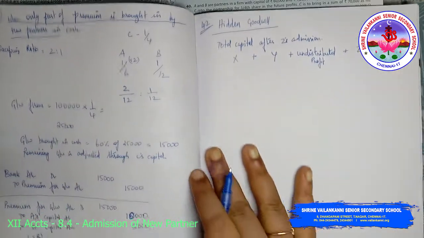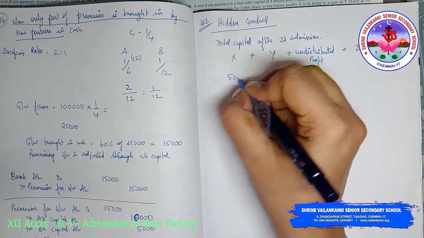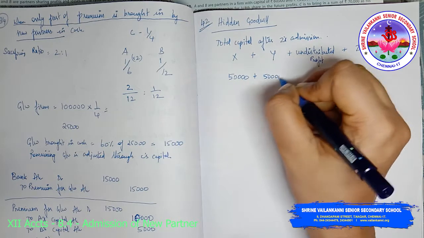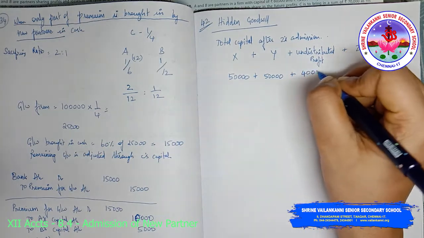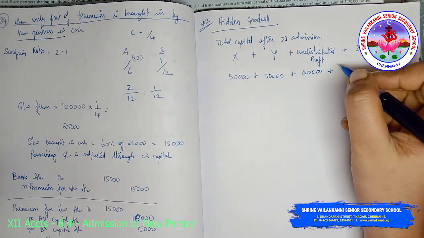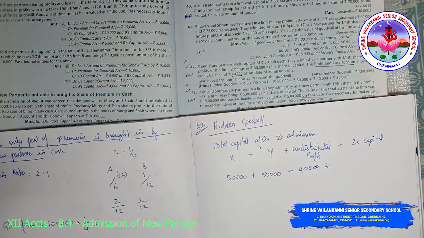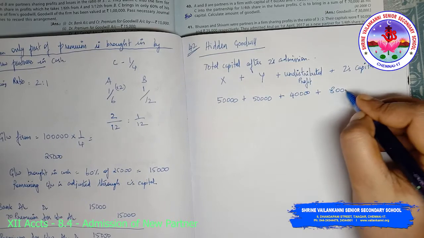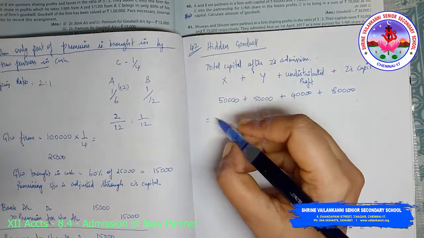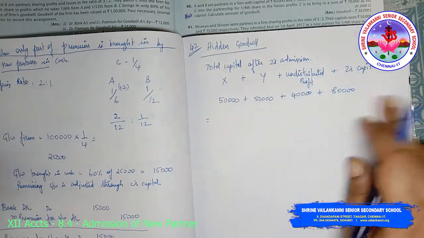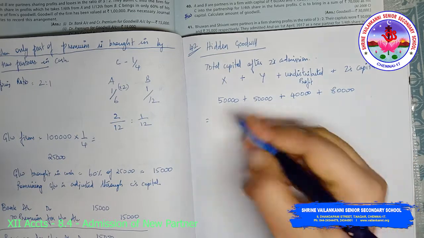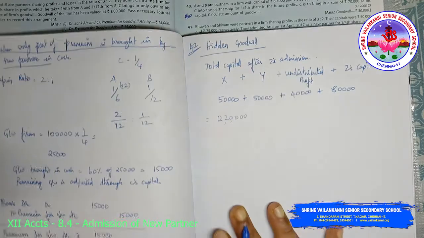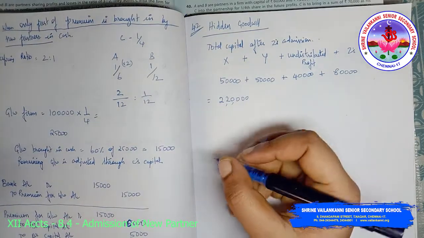What is Z's capital? X's capital is 50,000, Y's capital is also 50,000. Undistributed profit is 40,000. Z's capital, he is bringing in 80,000 as his capital. So I'm just writing 80,000. So total capital is coming to 1,80,000 plus 40,000 is 2,20,000. Okay, so 2,20,000 is the capital that is there.